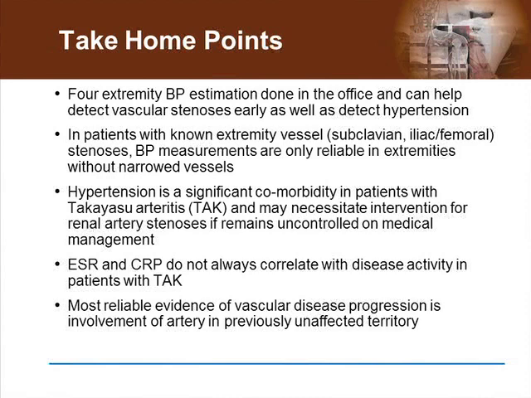Again, like we talked about neuropathy in medium and small vessel vasculitis, for large vessel vasculitis, the most reliable evidence of vascular disease progression is involvement of an artery in a previously unaffected territory. Which means that if this lady had right subclavian artery stenosis, it's difficult to assess disease activity based on serial vascular imaging just in that territory. And the more reliable evidence of disease progression would be development of vascular stenosis in the left subclavian artery or in the arteries supplying the lower extremities.